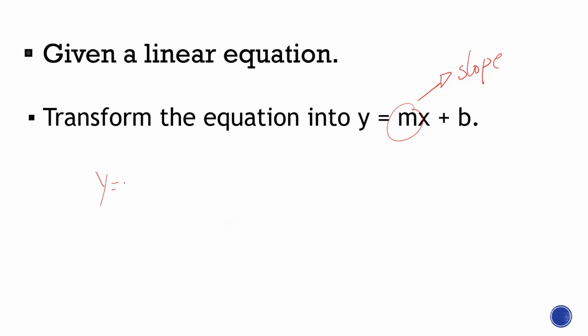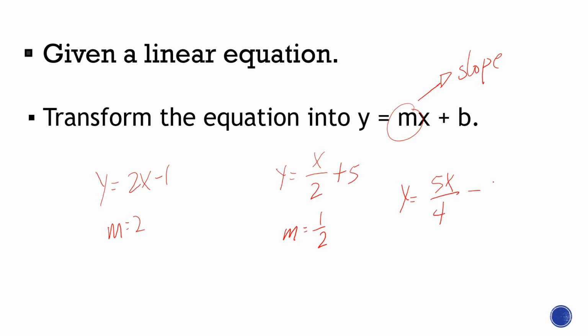So let's say we have y equals 2x minus 1. What is the slope? That's 2. Let's say y equals x over 2 plus 5. What is the slope? It's 1 half. What if we have y equals 5x over 4 minus 3? What is the slope?